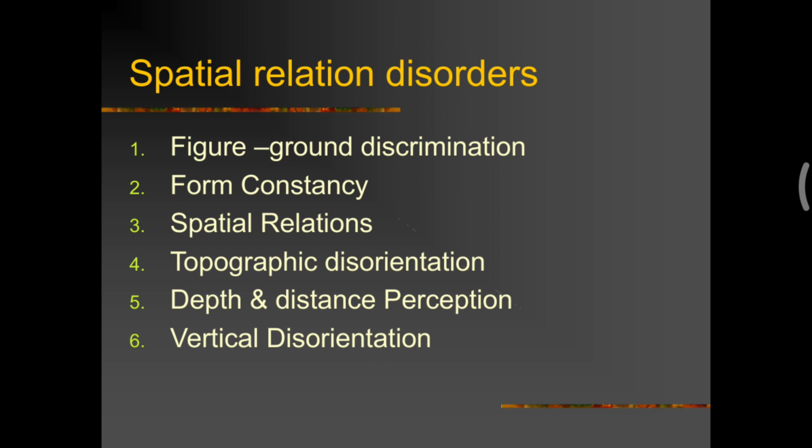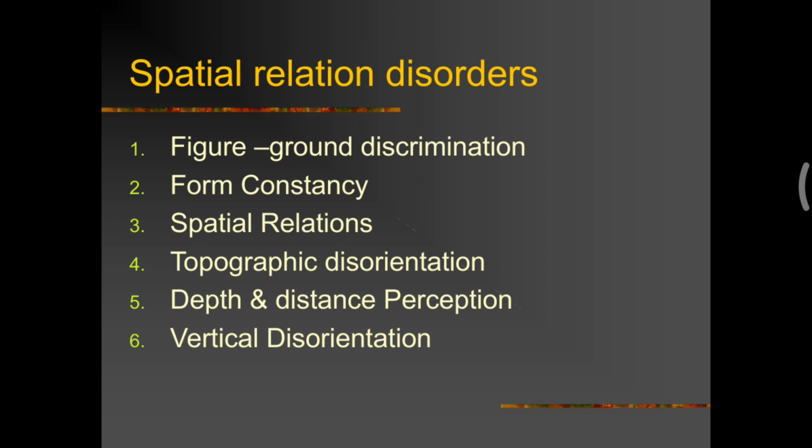Spatial relation disorder can be of six different varieties. One is figure ground discrimination. In this, the person fails to understand what is in the foreground and what is in the background. Say, for example, on a table you have a paper and a notebook. The paper is above the notebook and it's partially exposed. The person might say that the notebook is in the foreground and the paper is in the background, while in reality it is not so. That's called a spatial relation disorder.